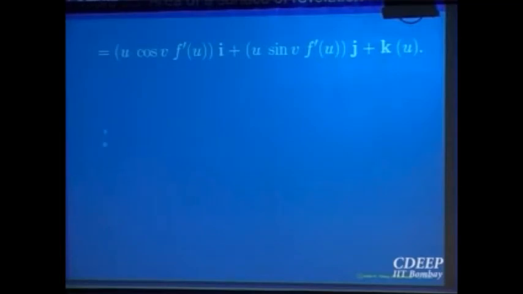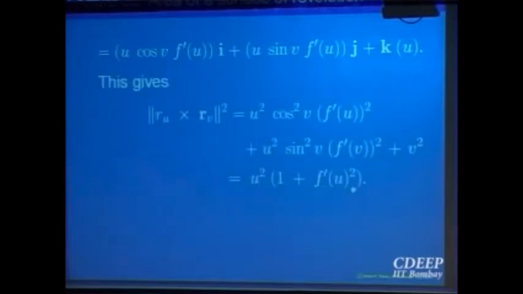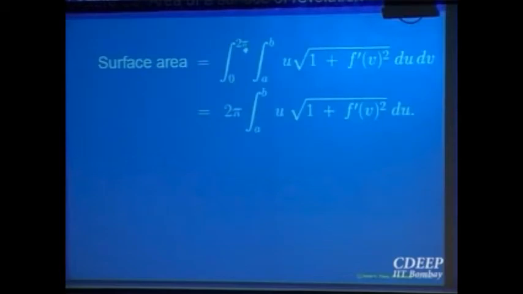Now the norm of that: this square plus this square. When you compute, it is u times the square root of 1 plus f prime of u squared. You see, precisely the same thing is coming back to you. What is the surface area? It is the integral over the projection, where v goes from 0 to 2 pi and u goes from A to B, of the norm of Ru cross Rv. The v part is independent of u, so integrating it gives you 2 pi. So it is the same as the integral of 2 pi x times the square root of 1 plus f prime of x squared. Same formula.